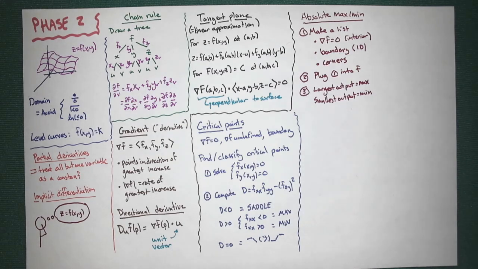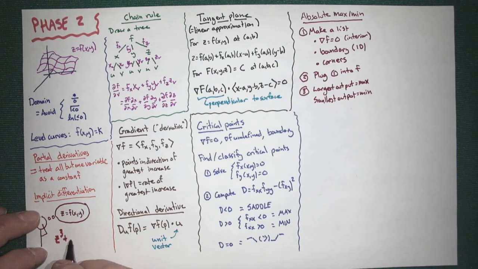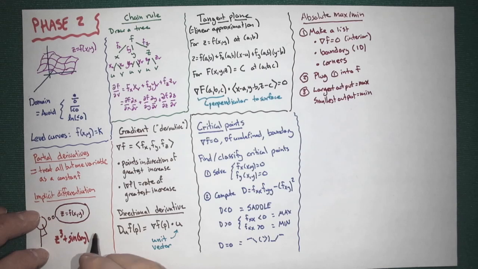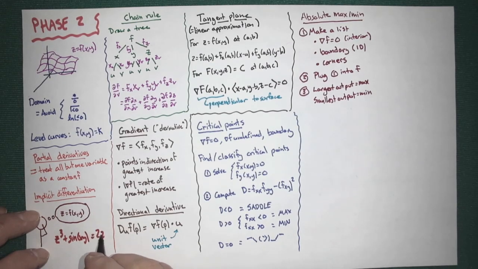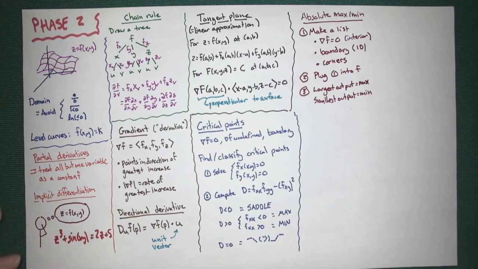So in other words, suppose you had some expression, we'll just make something up, z cubed plus sine of xy equals 2z plus 5, I don't know. It's whatever. How do you find something like partial z partial x? Well, you say, look, I have a thought. Even though I can't solve for z here, well, you almost could, but you don't want to. Even though I can't, I can think of it as though I could.